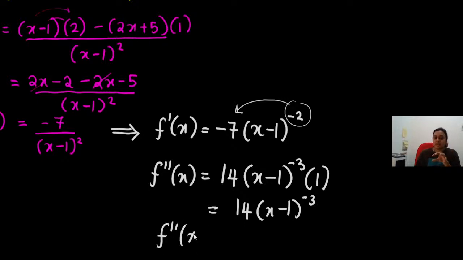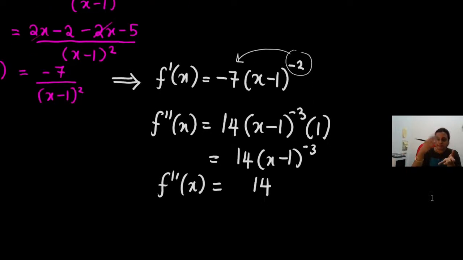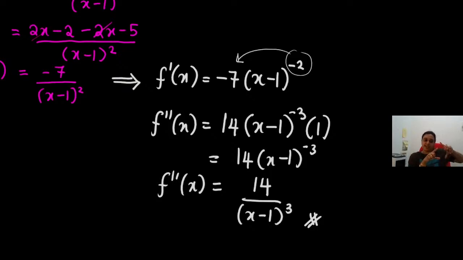Final answer, don't leave negative. So what we do is 14, bring the thing go down, so it is (x - 1) power 3. That's it. So this is your second derivative already. Remember that clue teacher gave: if at the top is just number only, no need to do quotient rule. If at the top got the term x, then only you must use quotient rule.